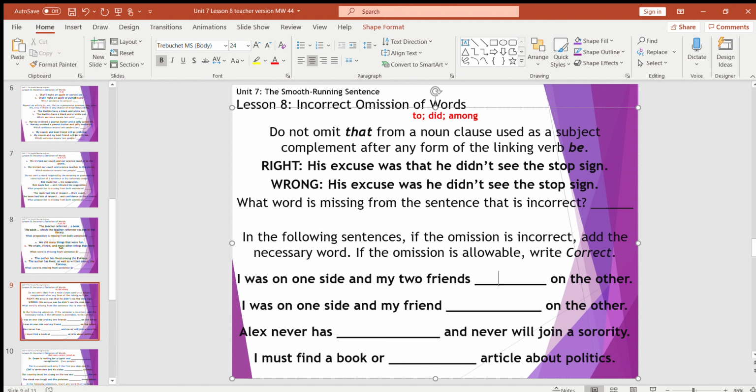What do we say? My two friends was on the other? No, we would have to say my two friends were on the other. So this one needs the word were.